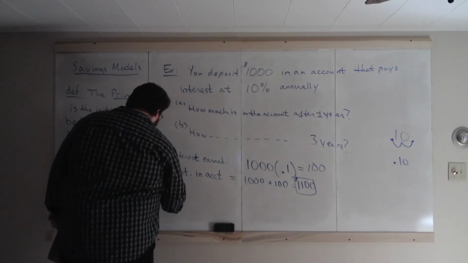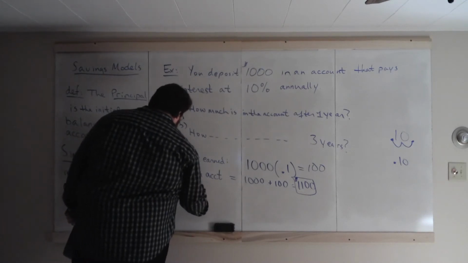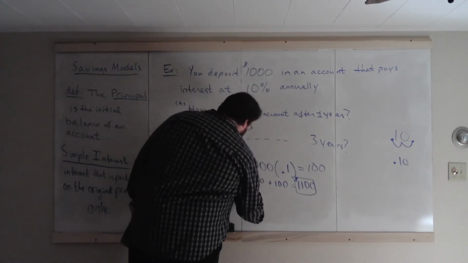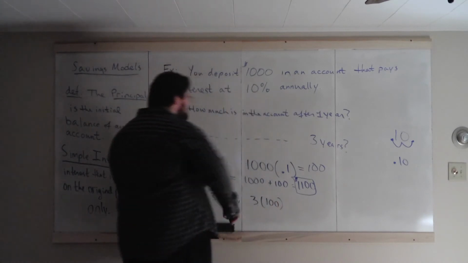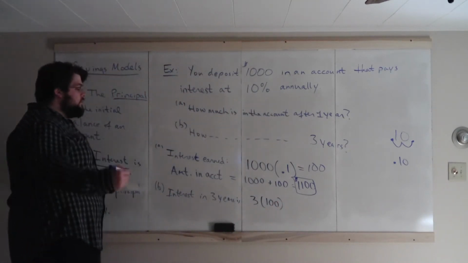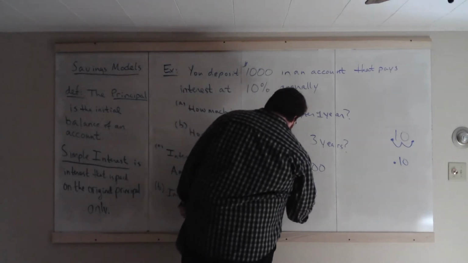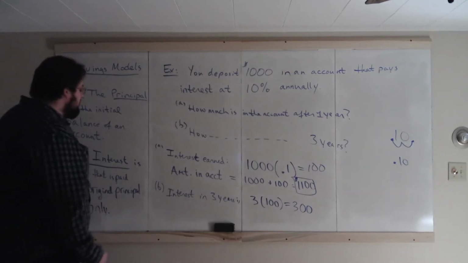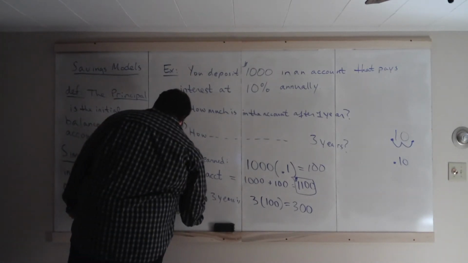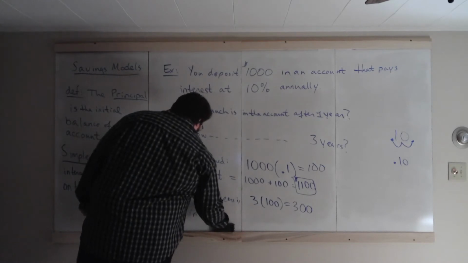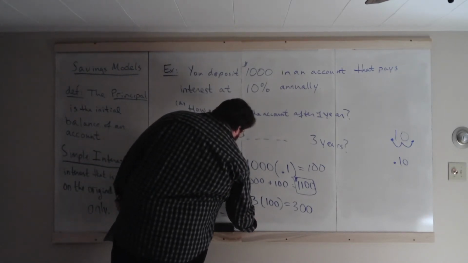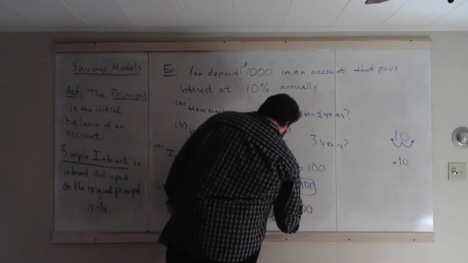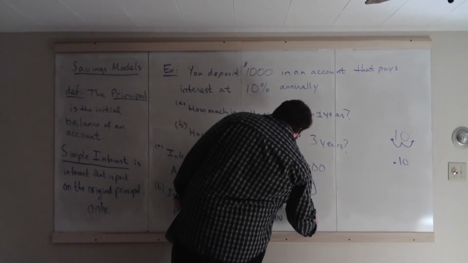So interest in 3 years is 3 times that $100. It's the same for each of the 3 years with simple interest. So after 3 years, you get $300 of interest. So the amount in the account is the initial 1,000 plus the 300 earned in interest, and that makes what, $1,300.